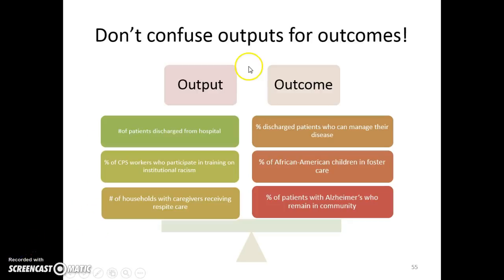To make sure that you don't get confused with outputs and outcomes, just look at these examples. An output could be the number of patients that are discharged from a hospital. That doesn't tell you whether you did a good job or not. Now, if you can tell me the percentage of those discharged patients that can now manage their disease, that is an outcome. These are positive changes. This is just what you did. It's very attractive to just report these to the community, but you need to remember that it is the outcomes, it is the good, positive change that we want to see that really should be reflected in our program evaluation.